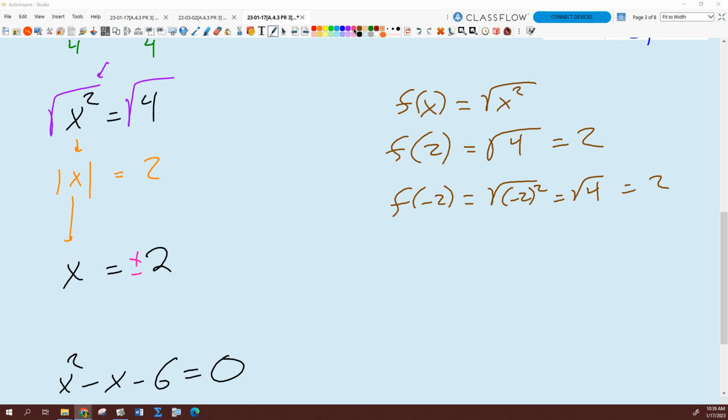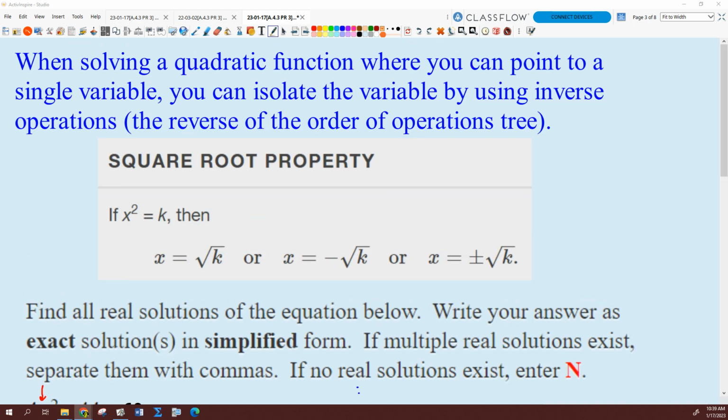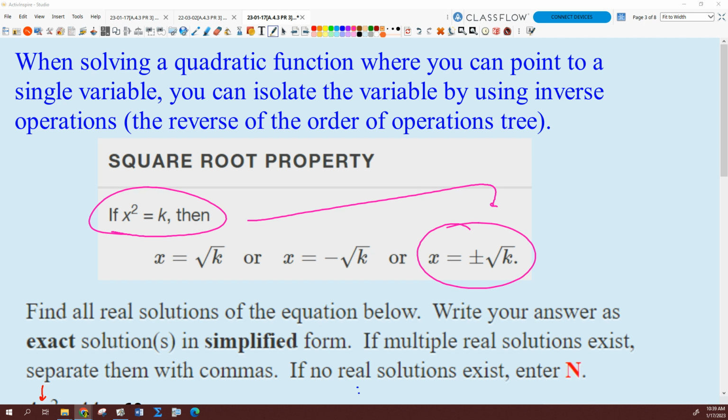We take a shortcut. Here's our shortcut. Whenever we square root both sides of an equation, we know that we always have to include that plus or minus. It's called the square root property, right? If I start off with the equation x squared equals k, where k is some number, then x equals plus or minus the square root of k. So you have to include that plus or minus every time. That's one of the most common simple mistakes that people make in algebra: they forget that plus or minus. Okay? All right.